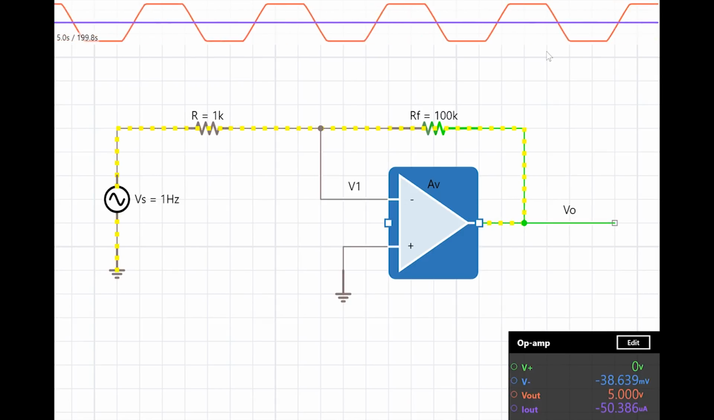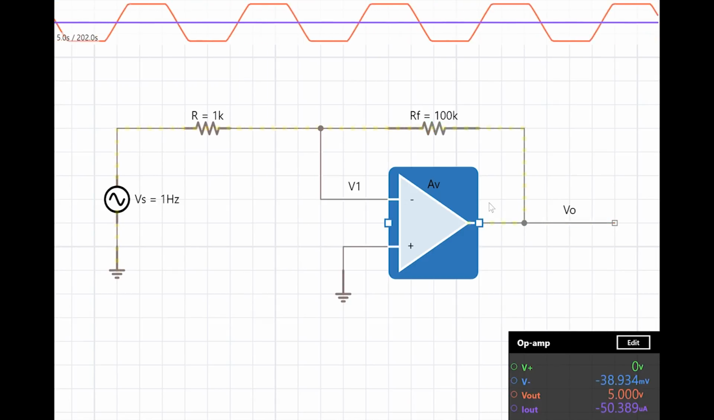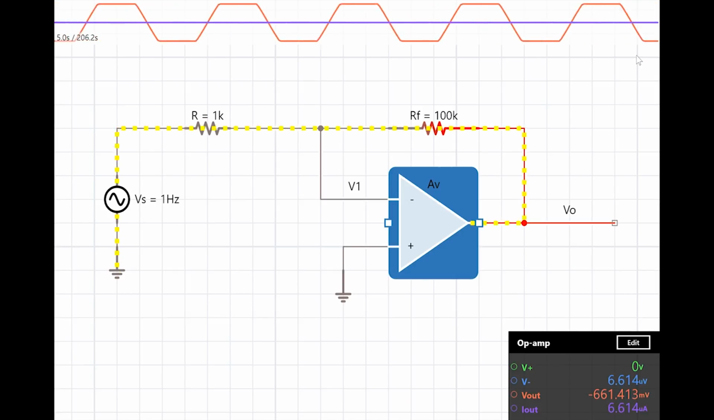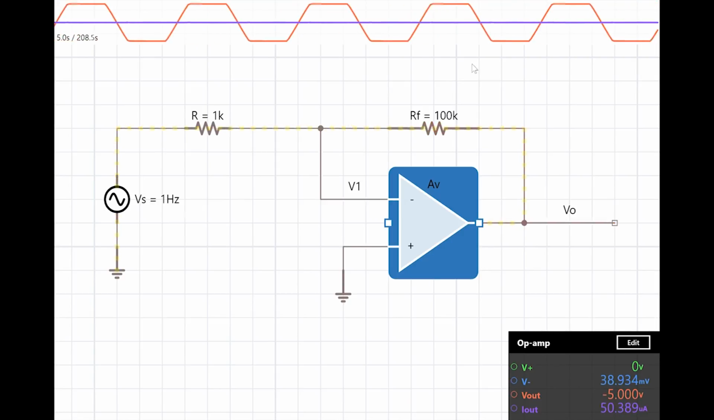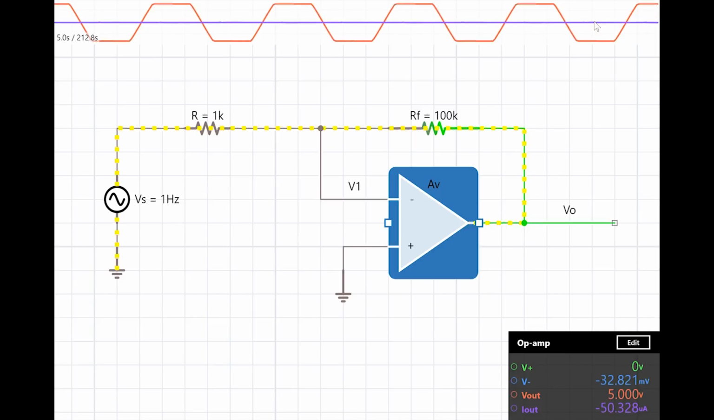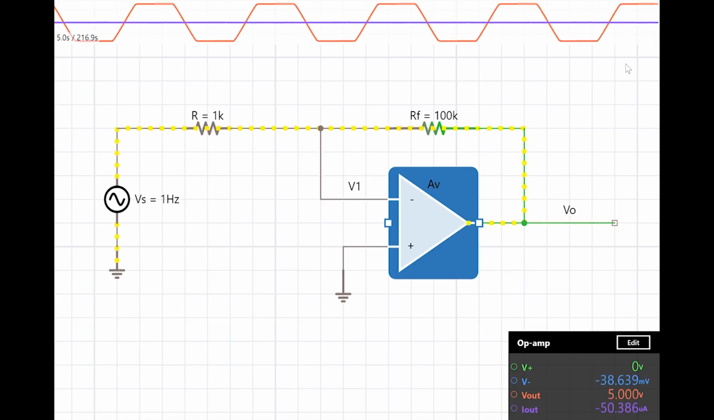This is what we call output saturation, where the output is now saturated to plus 5 volts and minus 5 volts in our case, and the amplified output does not go beyond these values, because of which you're getting a distorted signal. This is what we would want to avoid.